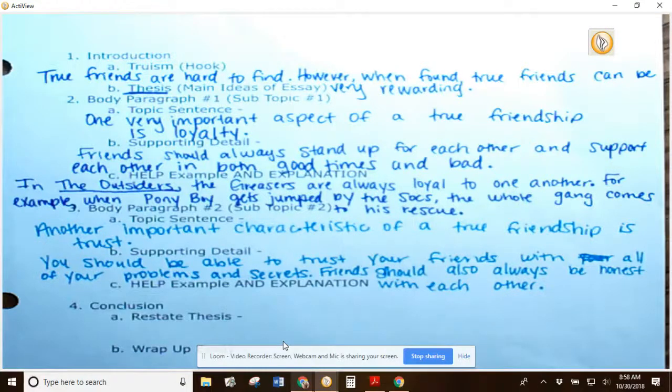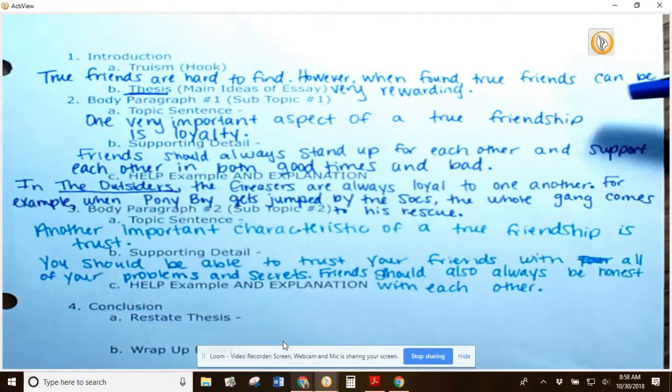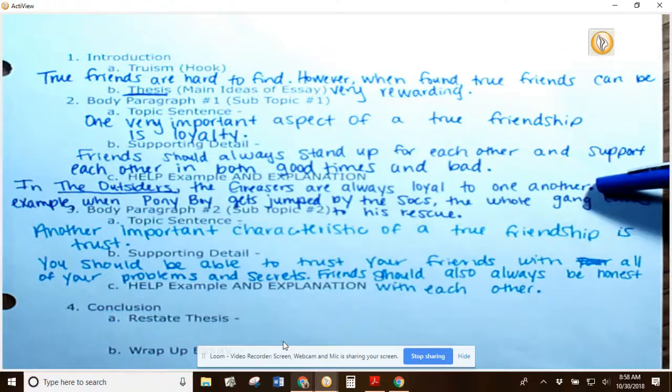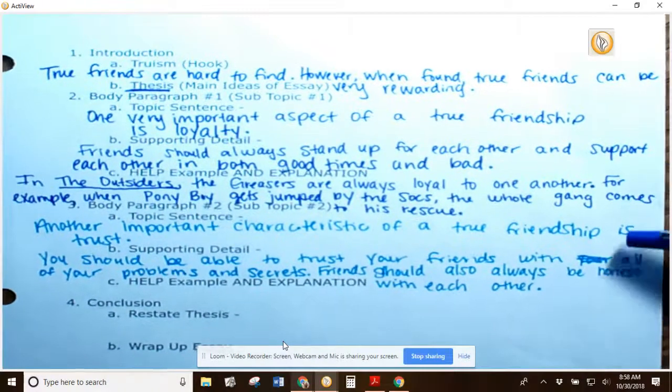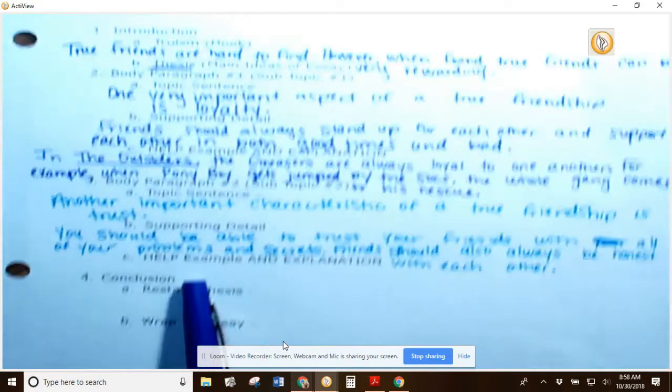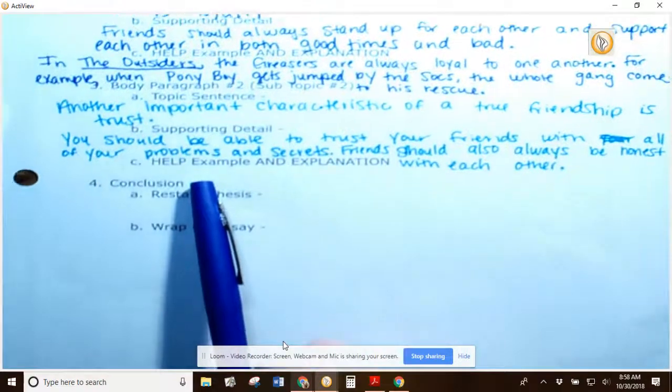Okay, so we had our introduction from yesterday with our truism and our thesis. We had our topic sentence, supporting details, and help example for paragraph 1. And then we had our topic sentence, supporting detail, and then we were about to add our help example for the second paragraph. Okay.